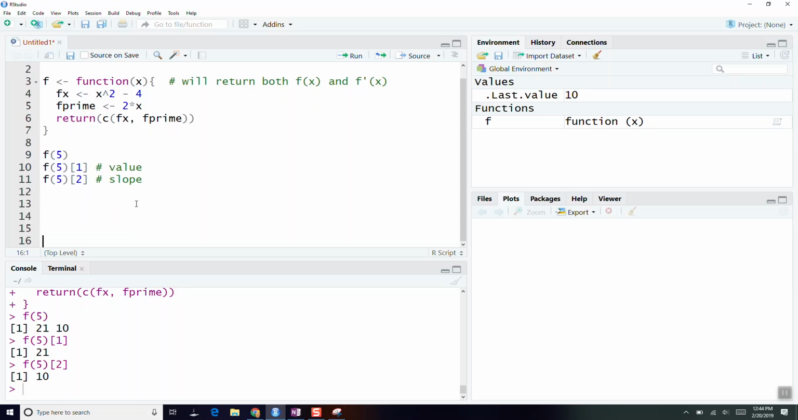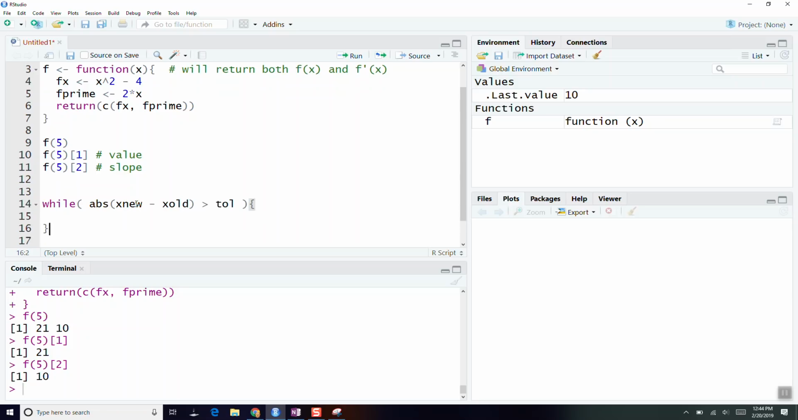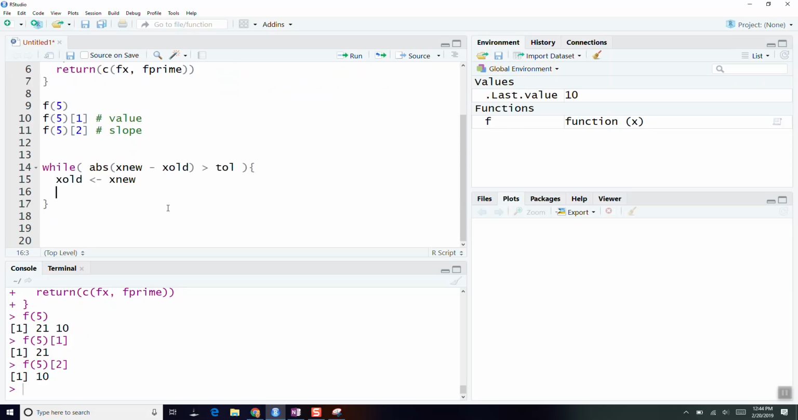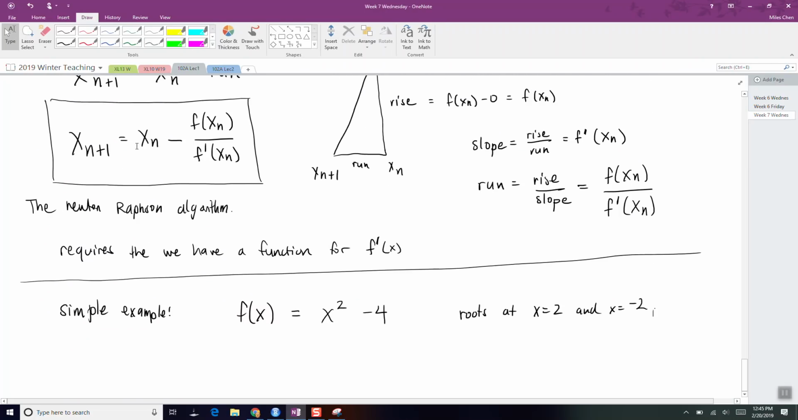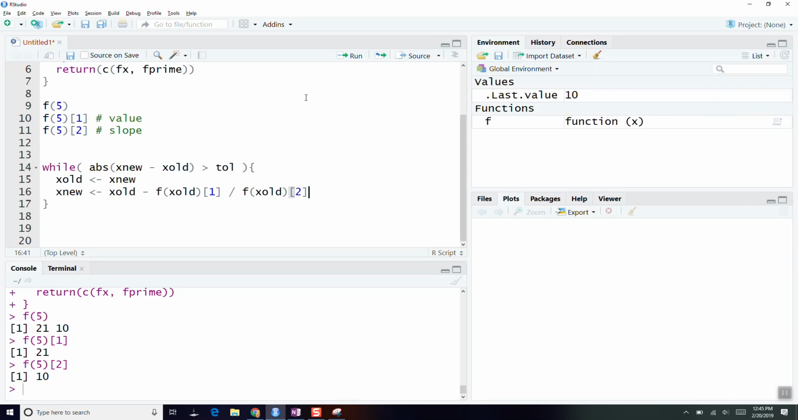And so Newton-Raphson basically will be a while loop. It's just going to keep iterating, so we're going to say while the absolute value of x new minus x old is still greater than some tolerance level, what are we going to do? We're going to take our current value, which is x new, and store that as our old value, and then x new is going to be x old minus the value f of x old divided by f prime of x old, the slope. So we take the current value minus the value divided by the slope. So it's just an implementation of exactly this: our current value xn minus f of xn divided by f prime of xn, which is what I've got here.